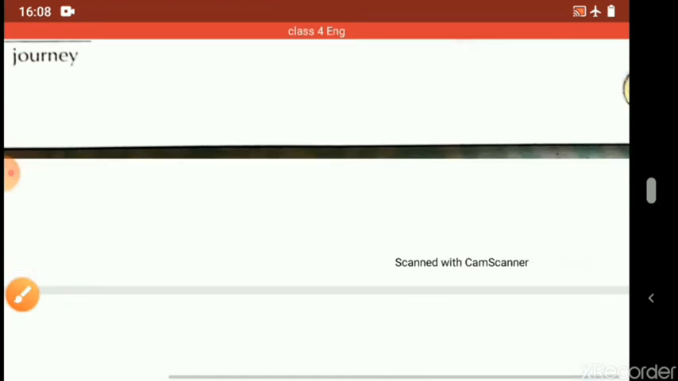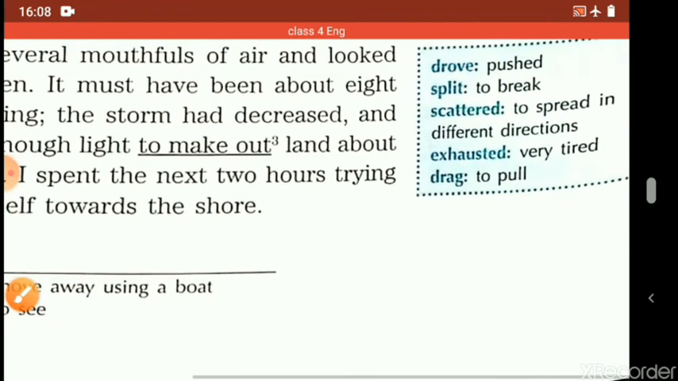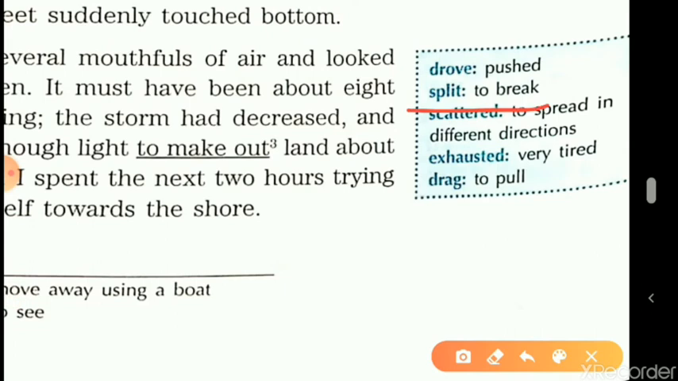Now, children, the third word is split. Split means to break. And the sentence on split is after the accident, his bicycle split into two parts. After the accident, comma, his bicycle, B-I-C-Y-C-L-E, split into two parts.